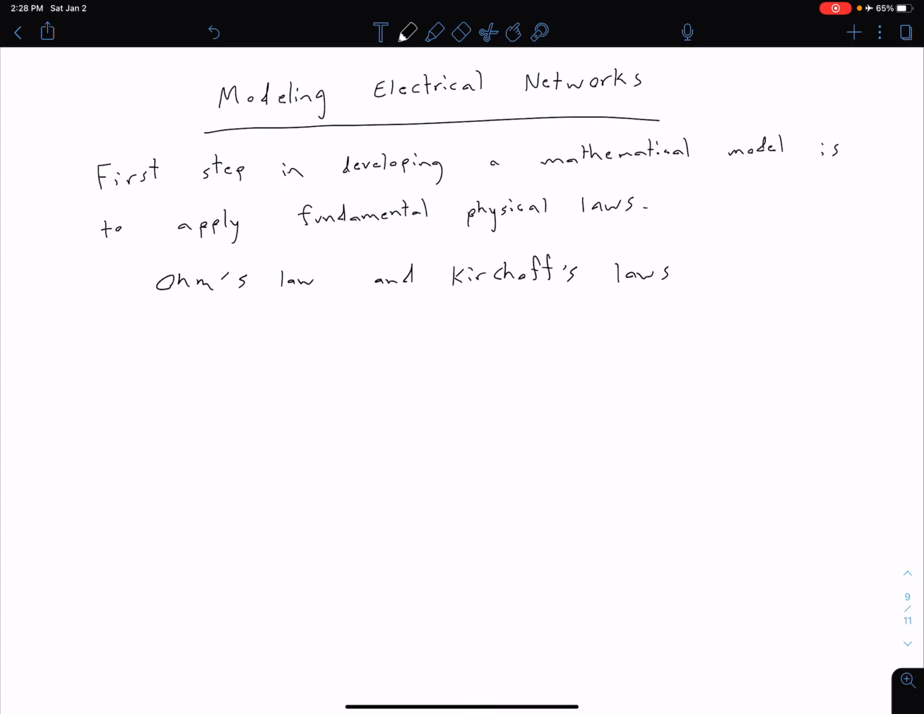So our Ohm's law and our Kirchhoff's laws, which would be our Kirchhoff's current law, KCL, and our Kirchhoff's voltage law, KVL. What we're going to focus on in this class though is nodal analysis, or node voltage analysis.